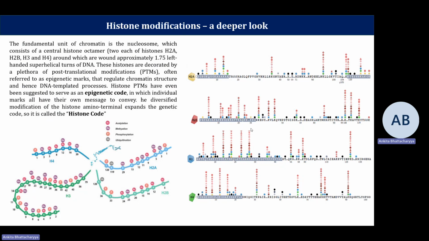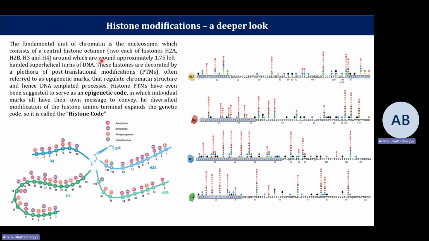Okay, so the initial few lines are just a recap of what we've already discussed. The fundamental unit of chromatin is the nucleosome, which consists of the central histone octamer, which has two each of the histones H2A, H2B, H3, and H4, around which you'll find nearly 1.75 left-handed superhelical turns of DNA.